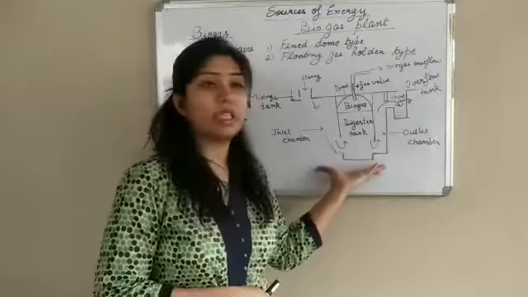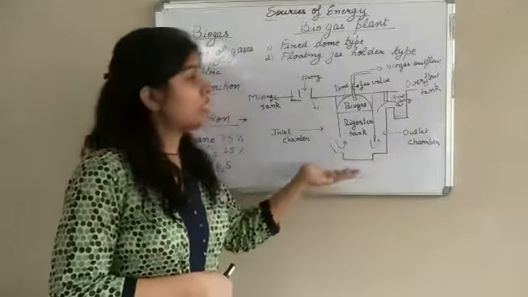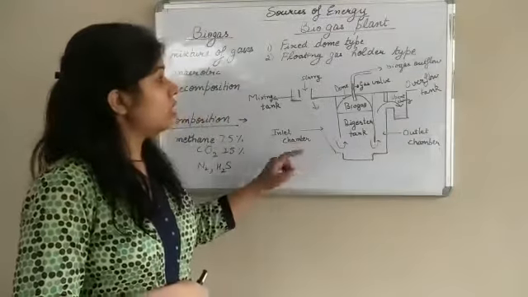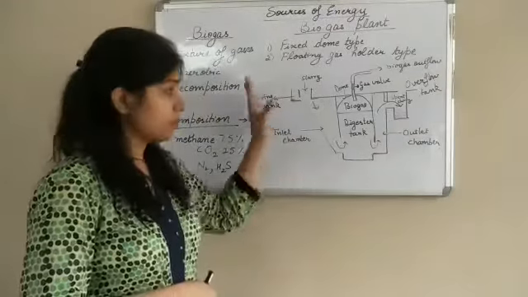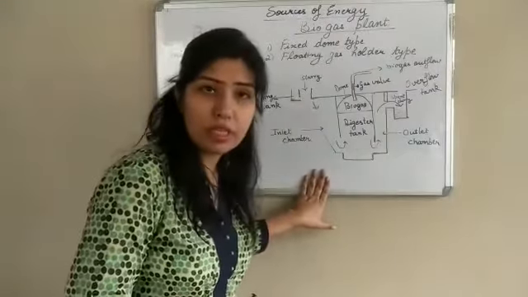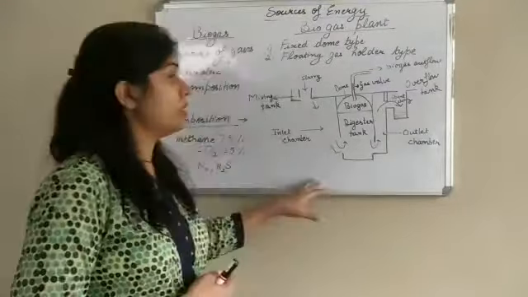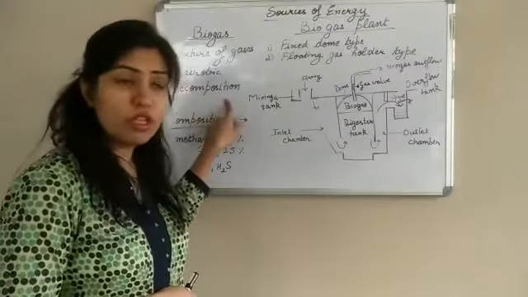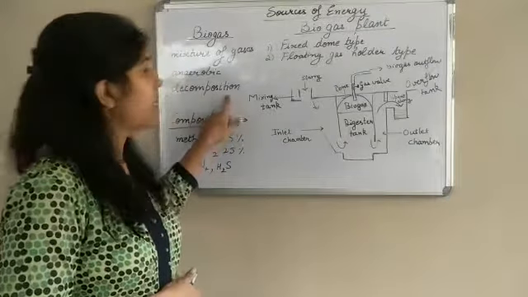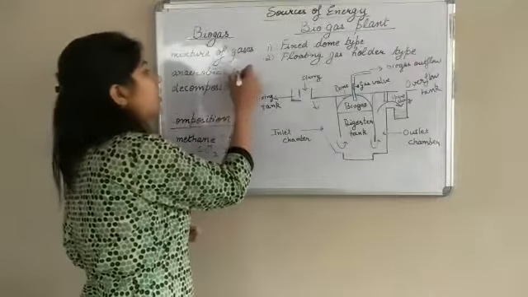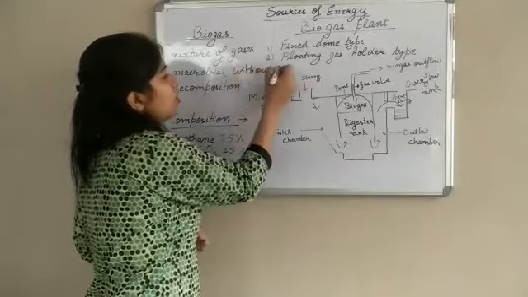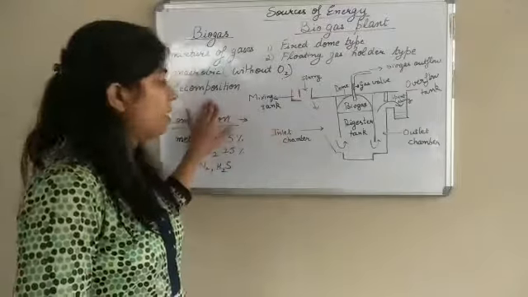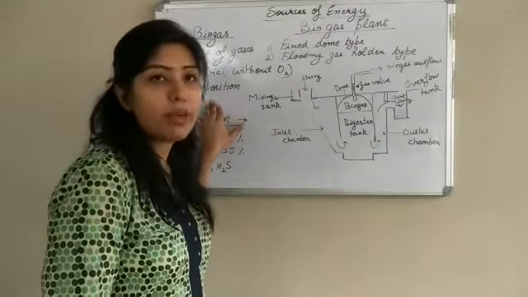So this is a basic setup for your biogas plant. This diagram is very important with respect to your 10th class board examination. Its working as well as its principle comes in the exam. So what is the principle? Let's quickly revise it. The principle of a biogas plant is anaerobic decomposition, that is, by anaerobic bacteria. Anaerobic means without oxygen. These bacteria decompose the biomass and result in the production of biogas.